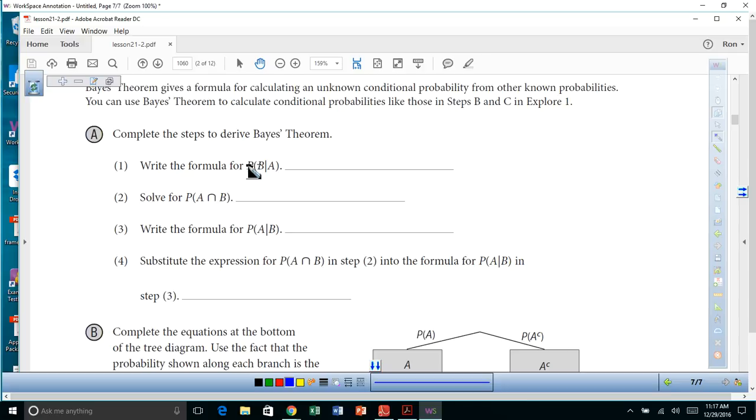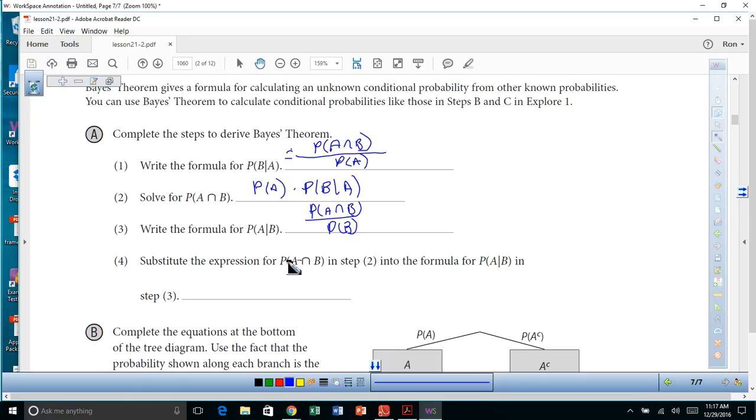Write the formula for the probability of B given A. So that's going to be the probability of A intersection B divided by the probability of A. Solve for the probability of A intersection B. Well, from the previous lesson, we learned that is the probability of A times the probability of B given A. Write the formula for the probability of A given B. That's going to be the probability of A intersection B divided by the probability of B.